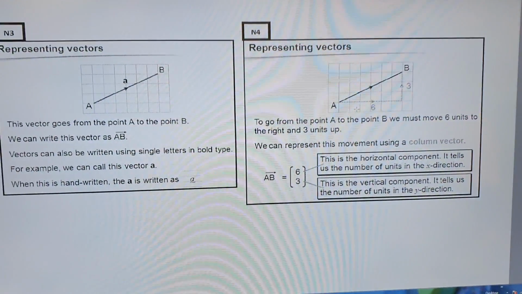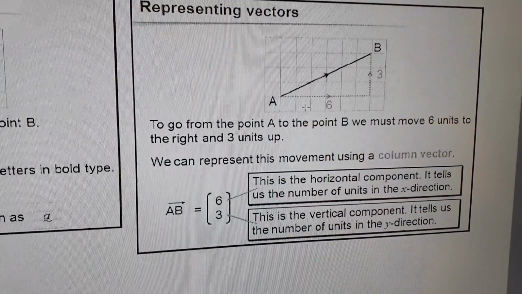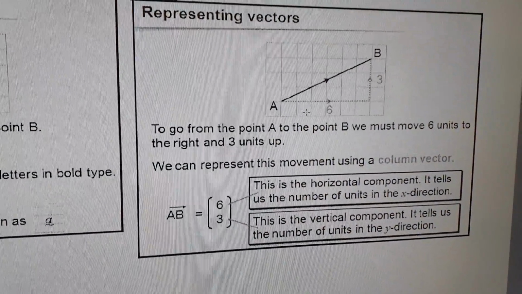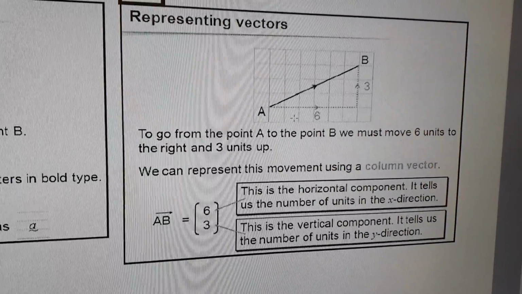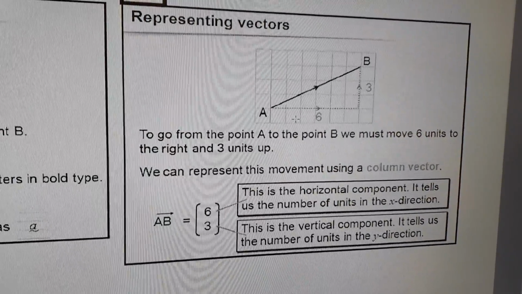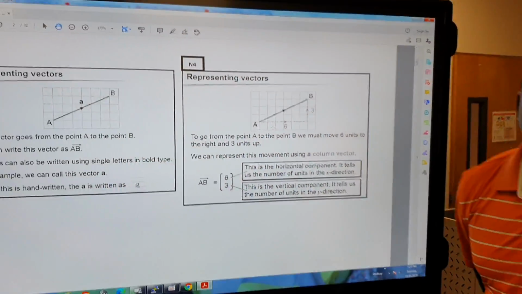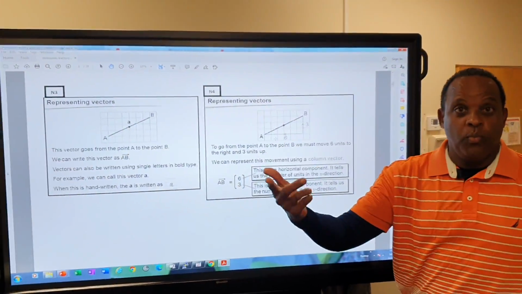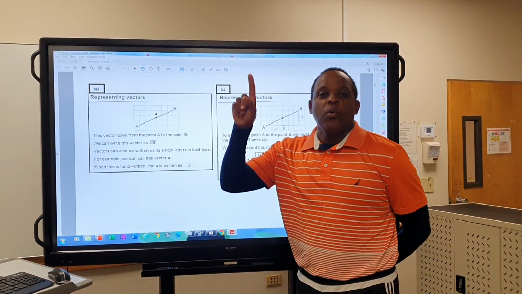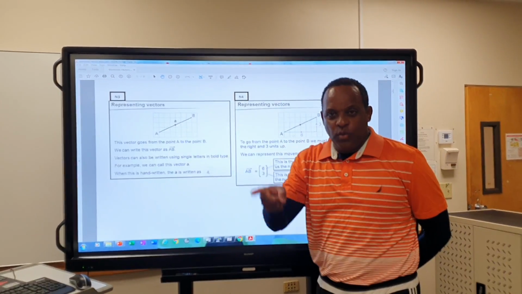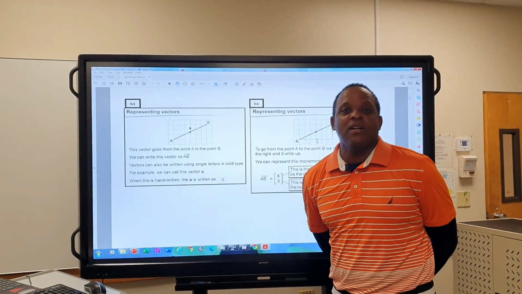The first number is the horizontal component. It tells us the number of units in the x direction. And the bottom number is the vertical component. It tells us the number of units in the y direction. Now that comes from what we've used before, the Cartesian coordinates. With respect to the graph, you have the y-axis and the x-axis. And this is something we've discussed in previous classes.